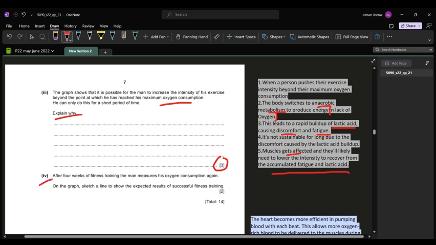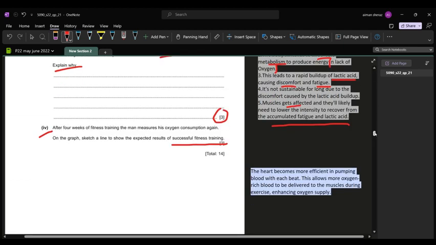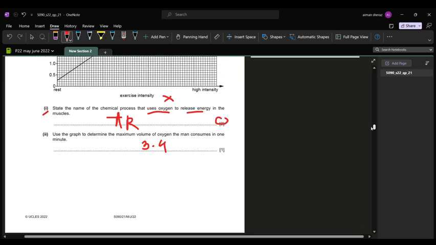Last part, part 4. After 4 weeks of training, the man measures his oxygen consumption again. On the graph, sketch a line to show the expected results of successful fitness training. So, after successful fitness training, it is evident the heart becomes more efficient in pumping the blood with each beat. And this allows more oxygenated blood to be delivered to the muscles during exercise, and that enhances the overall oxygen supply.